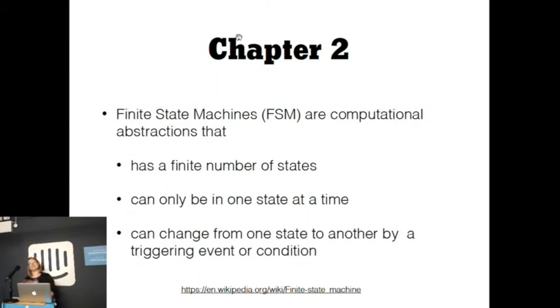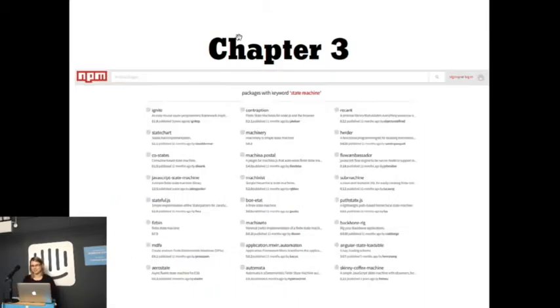State machines, if you remember your computer science, are computational abstractions that have very well defined properties, such as they have a finite number of states, they can only be in one state at a time, and they can change from one state to another by triggering events or conditions.